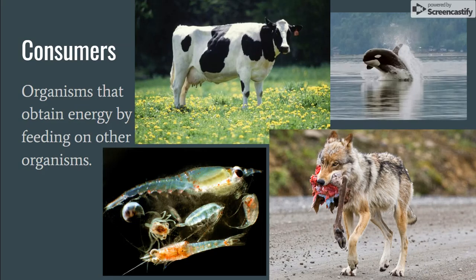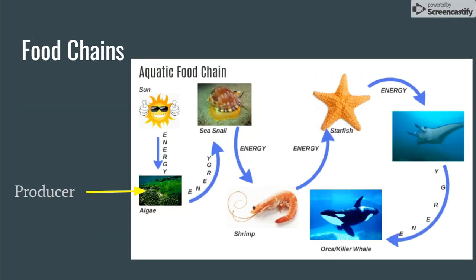At the bottom left, we have a zooplankton. Zooplankton eat phytoplankton, which is a producer. Zooplankton are in the ocean, and they are also consumers. Then we have a wolf here who is enjoying some kind of treat, and an orca, which we know eats fish. These are all examples of consumers because they obtain their energy by eating other organisms.